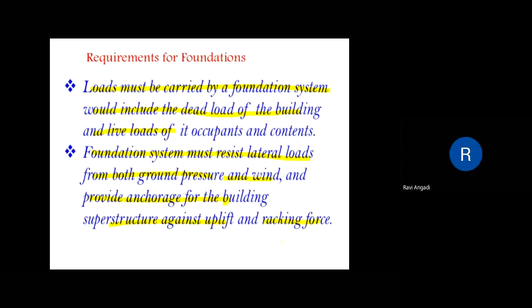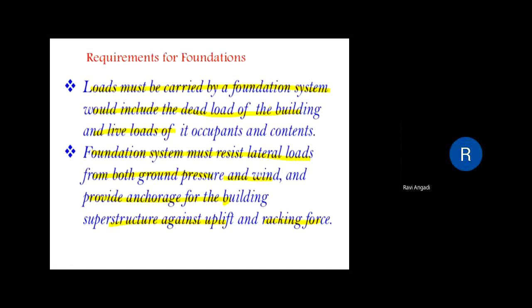Raking force means the tilt force that we get during seismic action, during an earthquake, or during wind force. Whenever a component of the building gets tilted, you will get the raking force. So a foundation system must resist all the lateral loads coming on it from both ground pressure as well as wind pressure. Ground pressure means from the earthquake, and wind pressure, and provide the anchorage for the building superstructure against the uplift and the raking force.